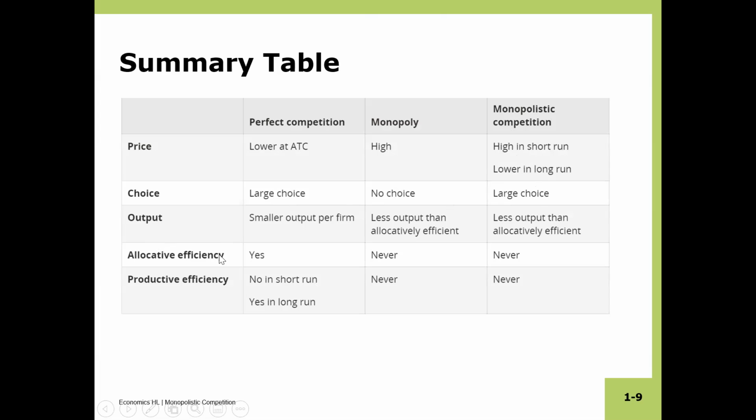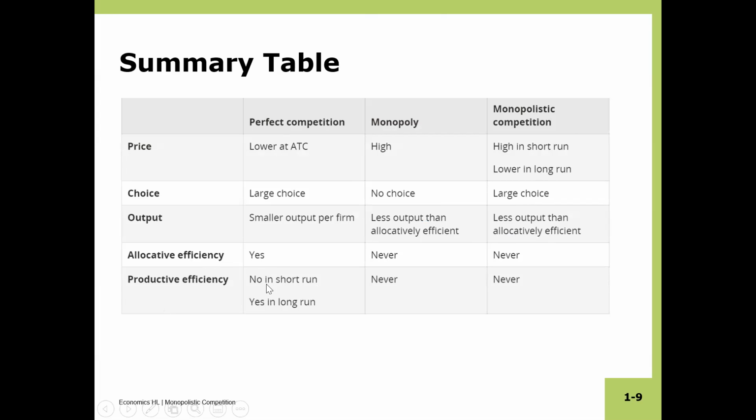In terms of the output produced, there's a smaller output per firm, but overall in perfect competition they produce the efficient amount of output. In monopoly and monopolistic competition, they have market power and an incentive to restrict output so they can increase price. So both these structures will produce less output than what's allocatively efficient. And in terms of allocative efficiency, does price equal marginal cost? Yes in perfect competition. Monopoly never, and neither does monopolistic competition, never in the short or the long run.